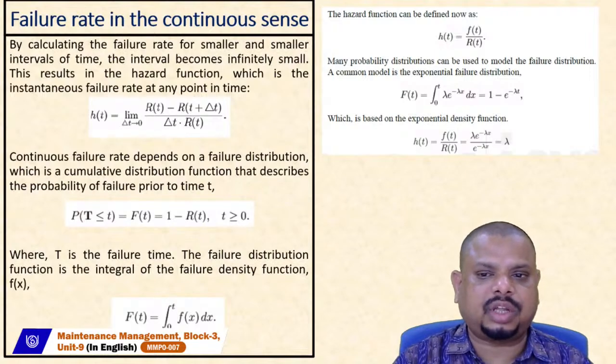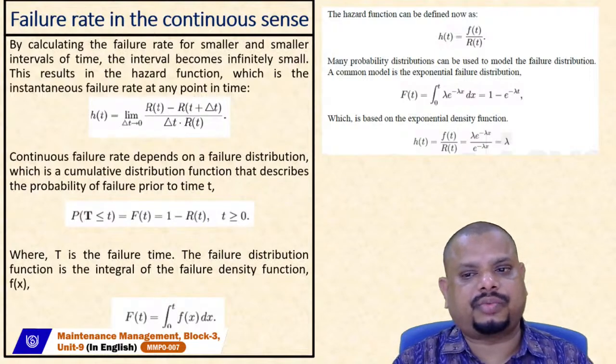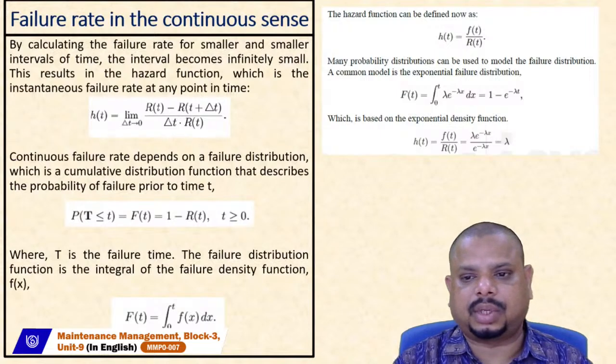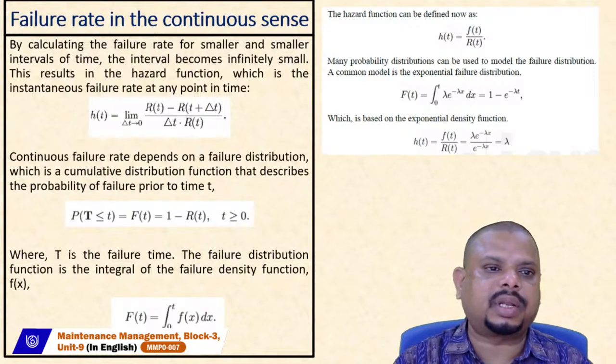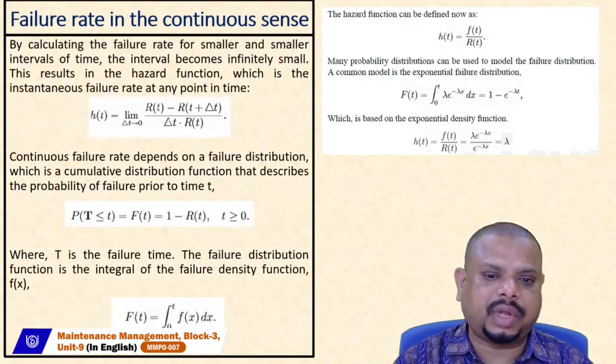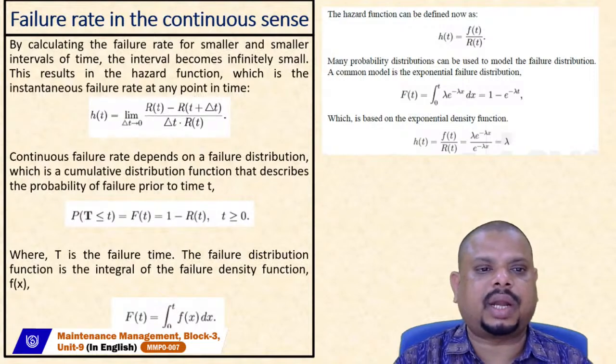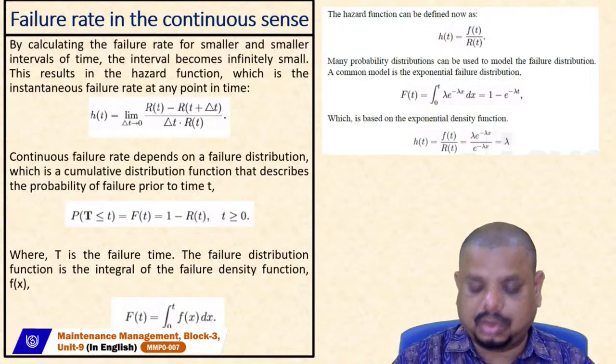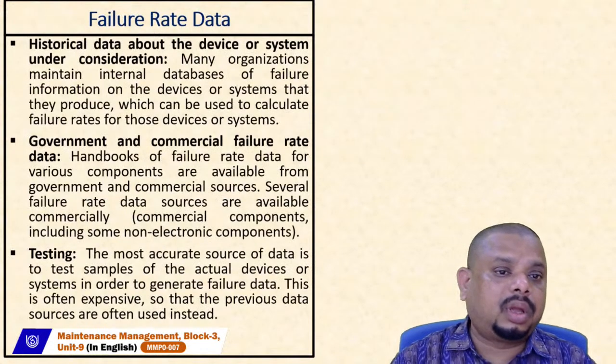So by using various parameters with reference to failure rate, such as the failure density function f(x) or the failure times, you can easily calculate the failure rate for continuous cases in failure distributions, which directly or indirectly depends upon the hazard function of a particular system. So moving to the next one.